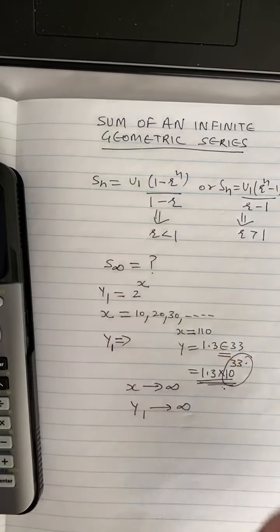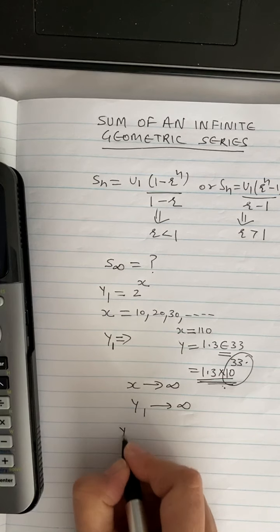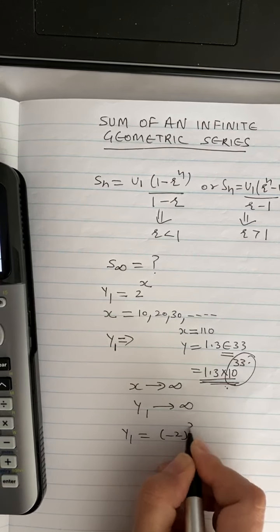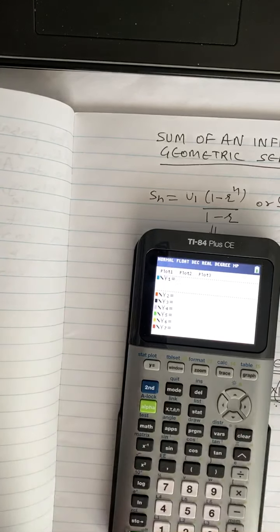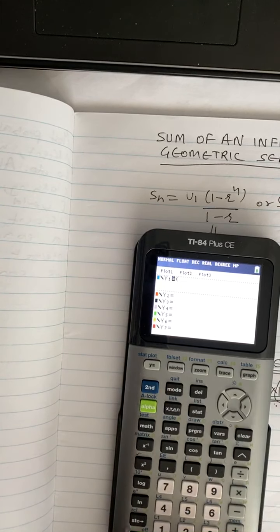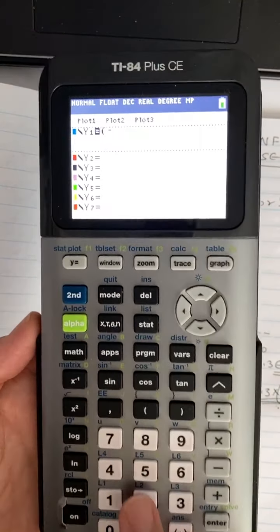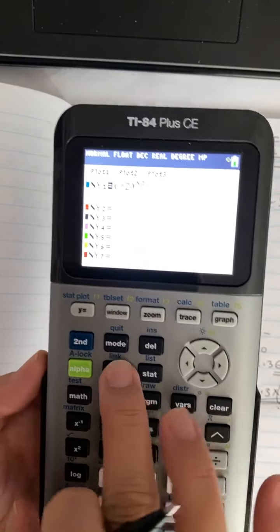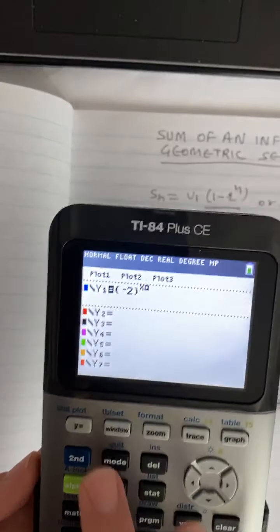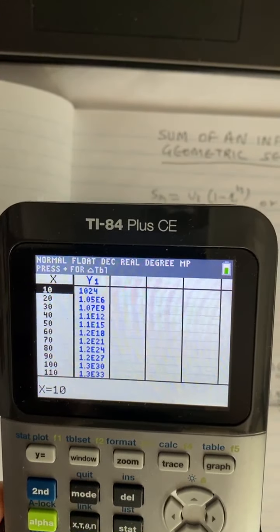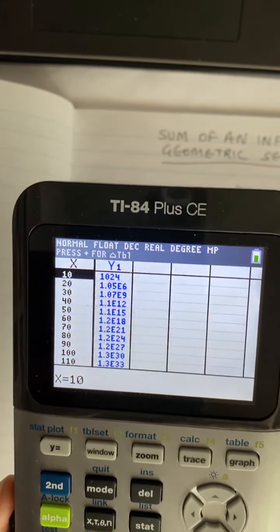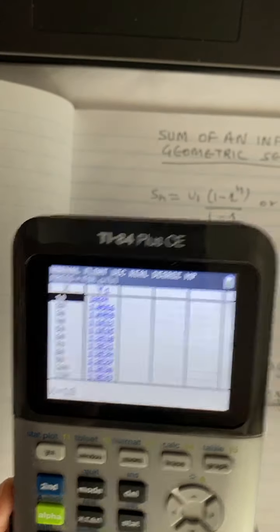Now I can change this to, let's say, negative 2 to the power of x, and then do exactly the same thing again. Pressing in y1, and for a negative number you have to use this key. So this is negative 2 to the power of x. Then I do the same thing, second table, and from there again I can see that the number is increasing, becoming very, very large.